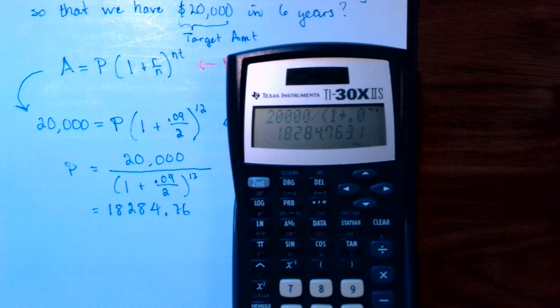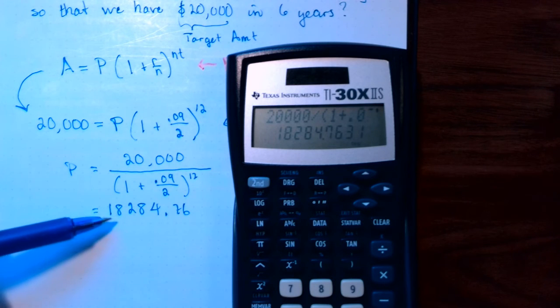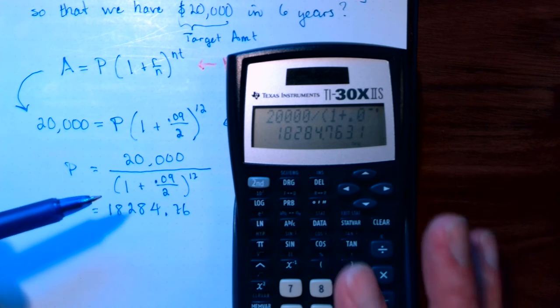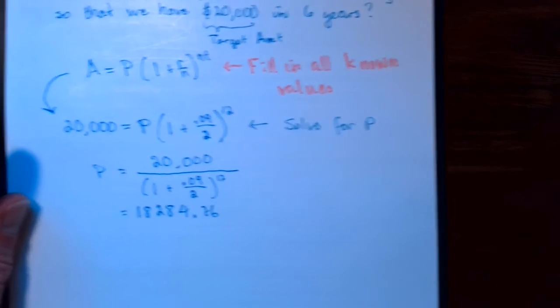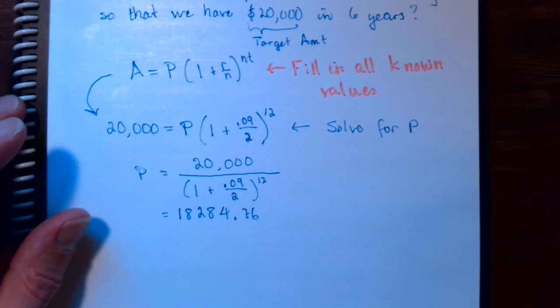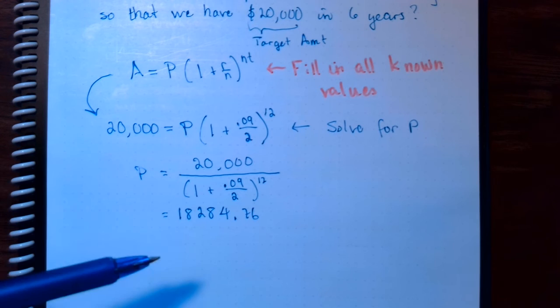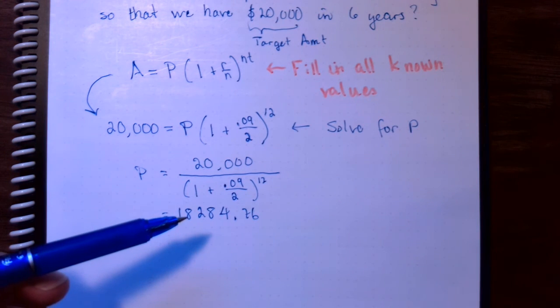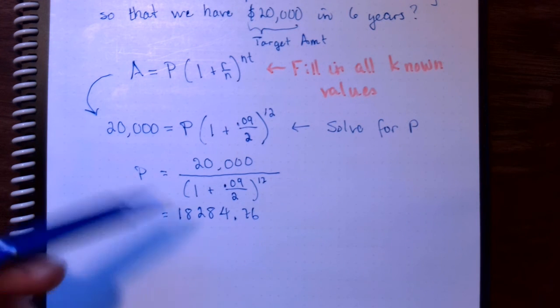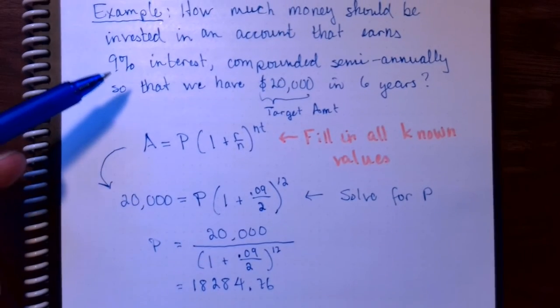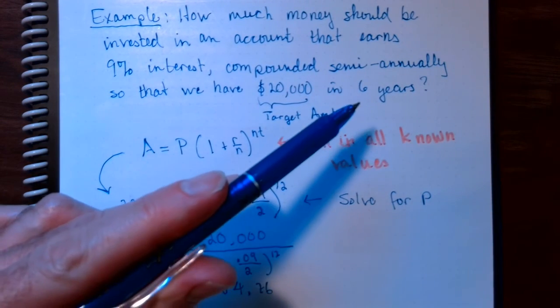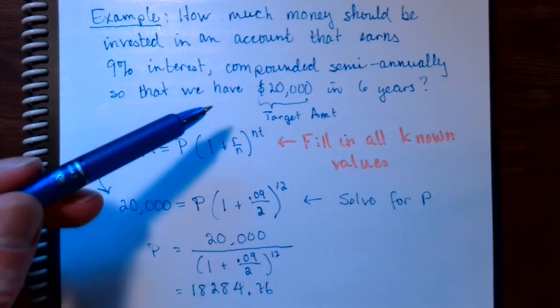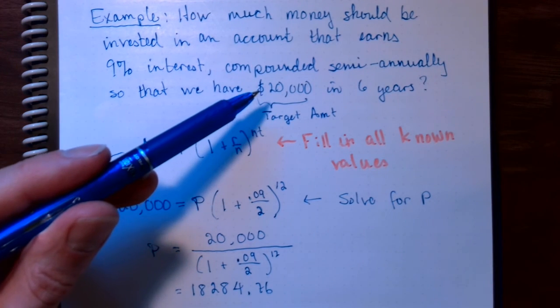So the thing to note here is that of course this is less than the 20,000. And that should make sense. That's the way the answer should work out. We're going to deposit a smaller amount into the bank account. We're going to let it earn interest for 6 years, and then it will grow to this amount.